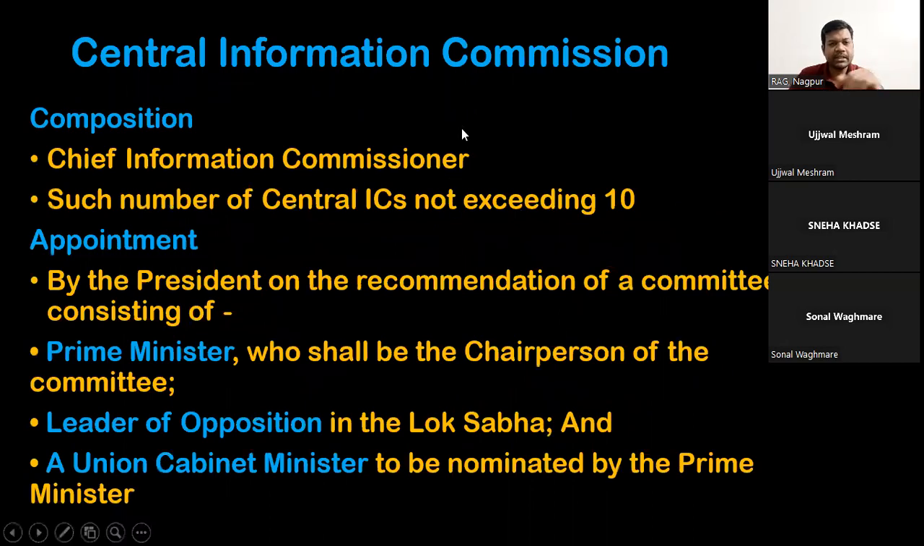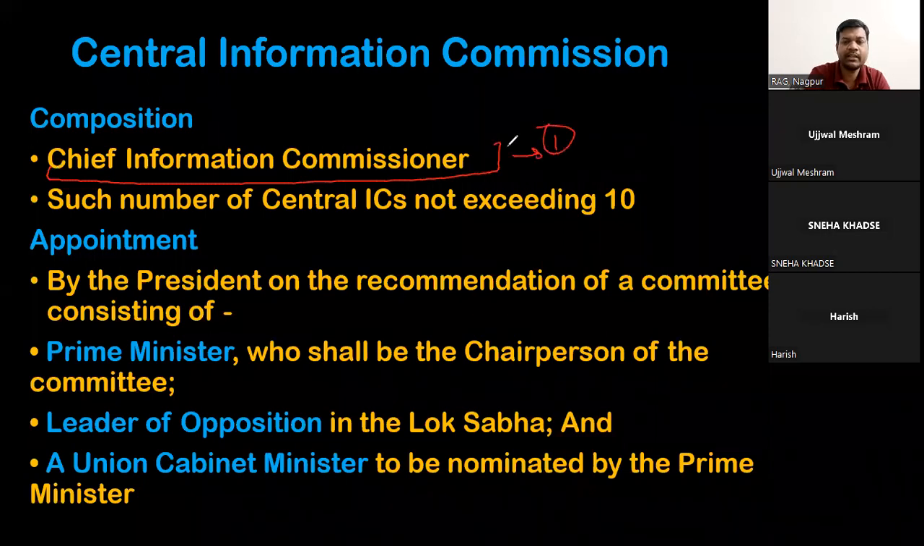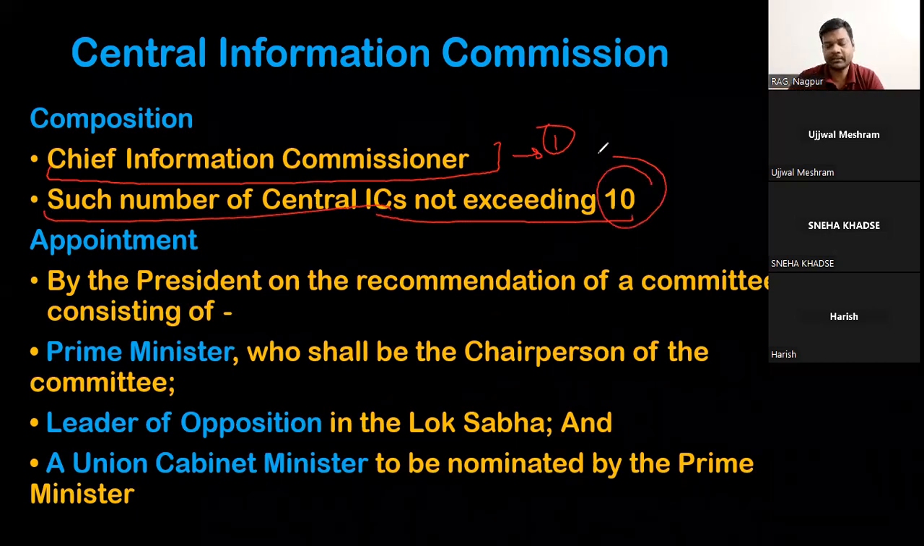Okay, now something about this Central Information Commission. What is the Central Information Commission all about? So, composition: the Central Information Commission, CIC, consists of one Chief Information Commissioner, and such number of central ICs not exceeding 10. So the maximum should be 10, right? They should not be more than 10. They can be less than 10.